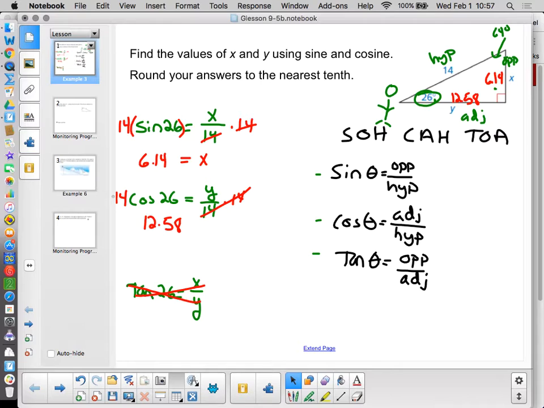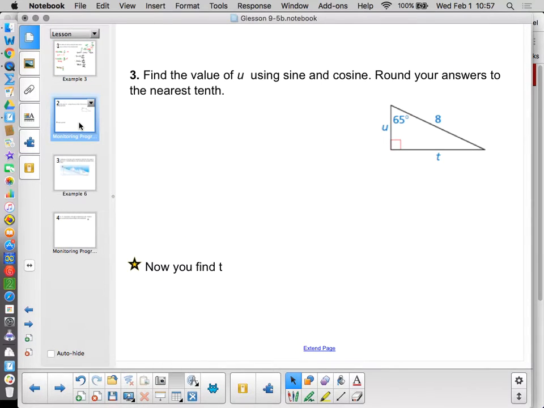We use our SOHCAHTOA. Let's try again. We're going to find the value of u using sine and cosine. Round your answers to the nearest tenth. All right, so again, here's my angle, so there's my perspective.